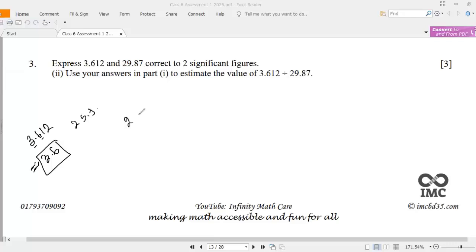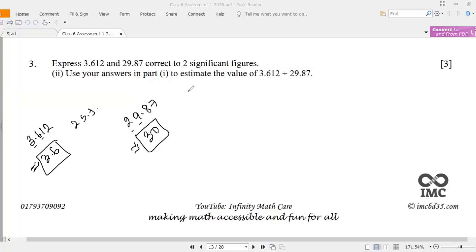And if I want to convert 29.87 to two significant figures, that means we need to stop here. Okay. 29 is two significant figures. So after 9, we have 8. That's why we need to add 1 to it. So 29 plus 1 will be 30.